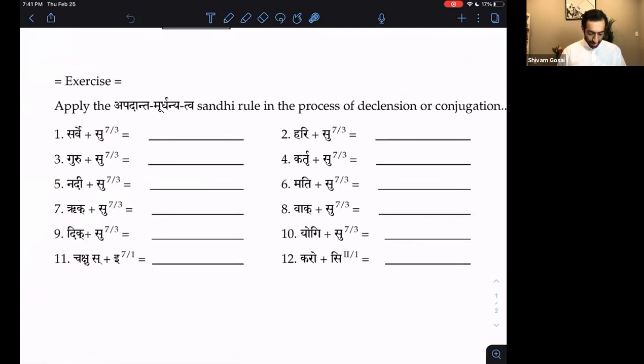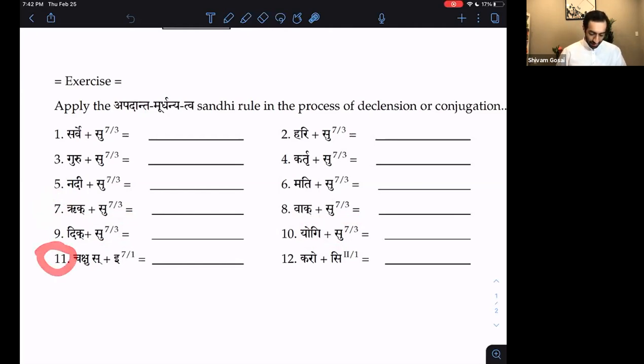So we can see the examples. Sarvesu becomes sarveshu. Harisu becomes harishu. Gurusu becomes gurushu, etc. Kartrush plus su becomes kartrushu. Okay, so we haven't seen all of these pratipadikas yet, but the same rule will be applied. So become rikshu, vakshu, dikshu, yogishu.